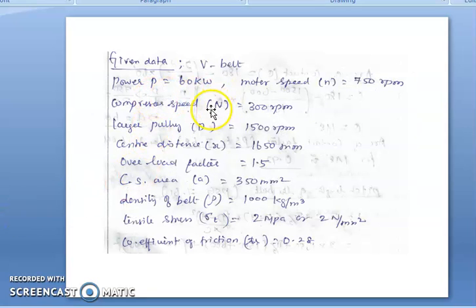So the given data are observed from the question. Power P is equal to 60 kilowatt, motor speed small n equal to 750 rpm, compressor speed capital N 300 rpm, larger pulley diameter, center distance, overhang factor, then cross-sectional area, density of the belt, tensile strength, and then the coefficient of friction.